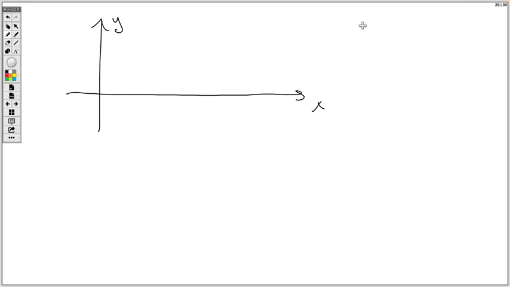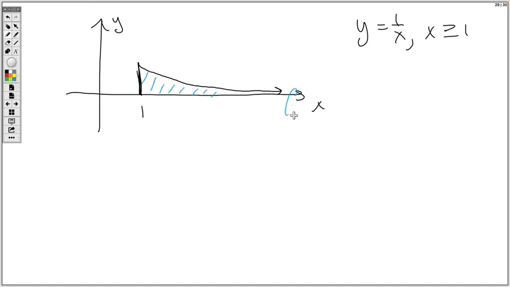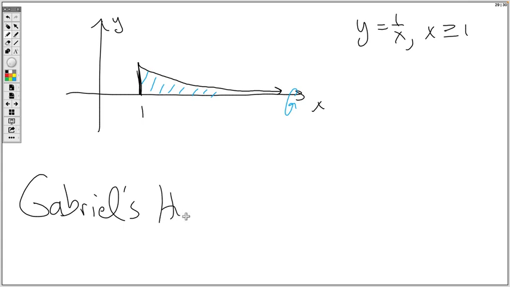So next example, let's look at this unbounded region. So we're looking at y equals 1 over x for x bigger than or equal to 1. And so this is an unbounded region, spinning this thing around the x-axis. All right? This shape actually has a name. This is called Gabriel's horn. It's also called, I think, Torricelli's trumpet.